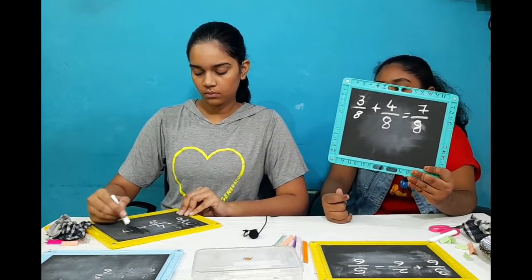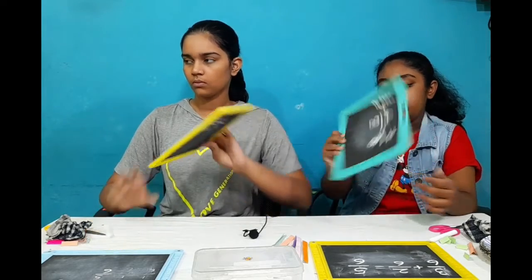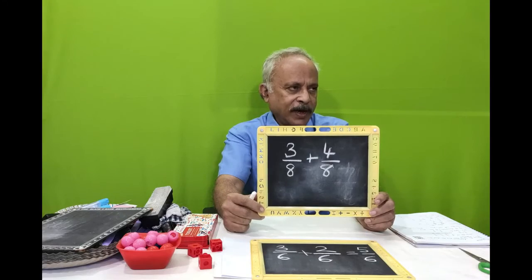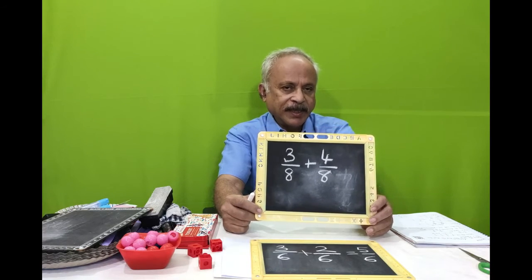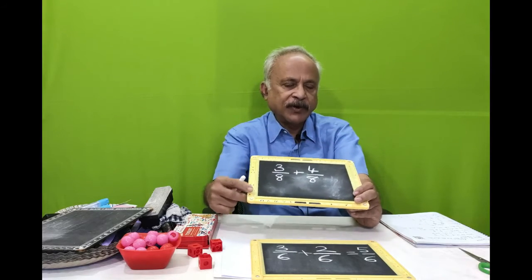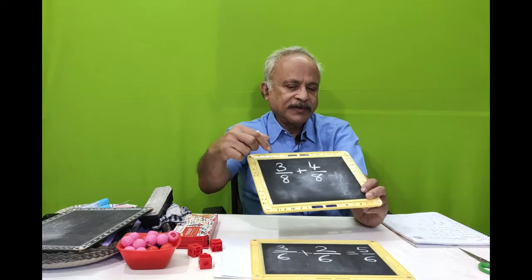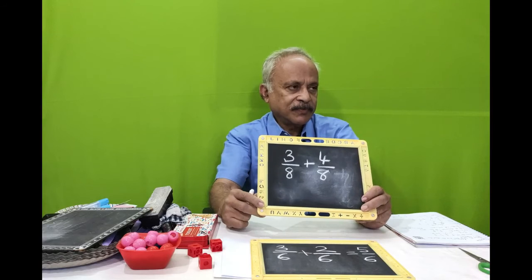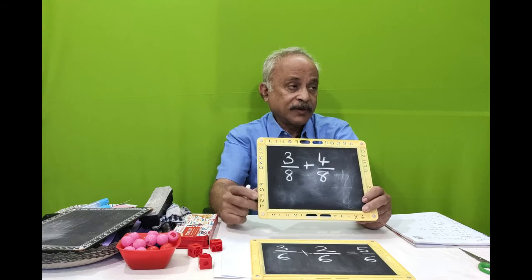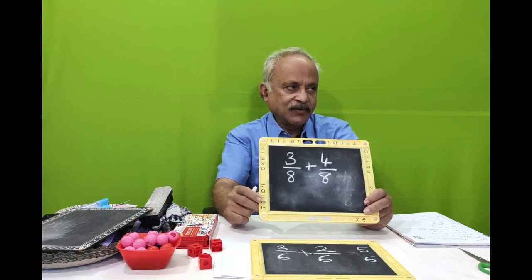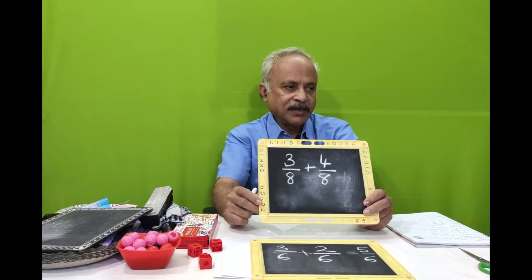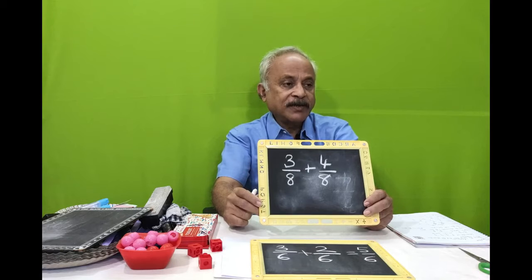Three by eight plus four by eight, and the answer is 7 by 8. Okay, so we know why we do this, because 3 plus 4 of the same thing is 7. And here, Gyanjyoti, what are the pieces that we are adding here? 3 pieces plus 4 pieces. What are the pieces? Each piece is 1 by 8. So we are adding pieces of 1 by 8. Can you make a piece of 1 by 8 now? And show us.